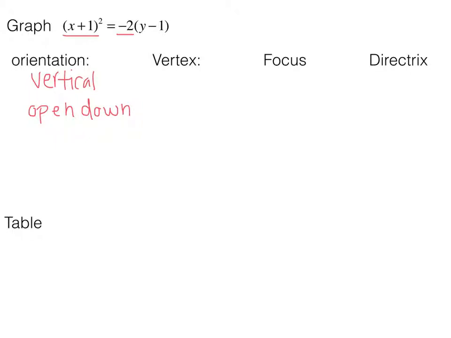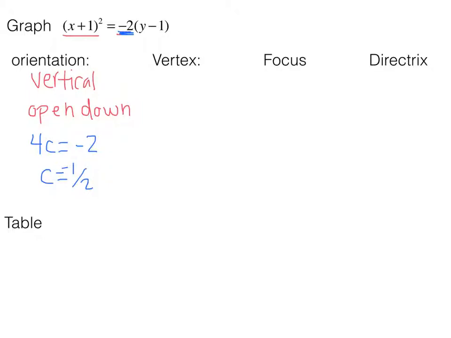Next, we need to determine our c value. 4 times c is going to equal whatever value is in front of the y minus 1. So 4c is going to equal negative 2. Solve for c: c equals negative 1/2. Now we have enough information from our equation to determine the vertex, the focus, and the directrix.